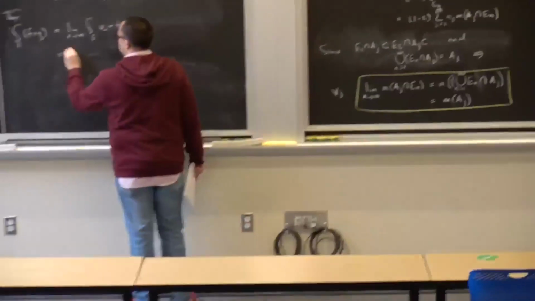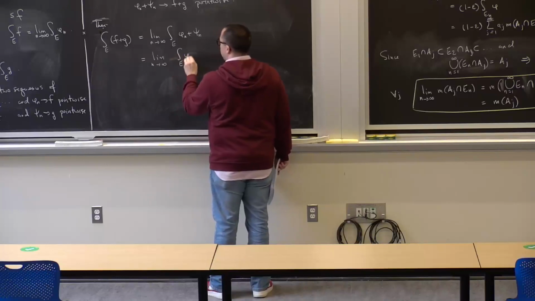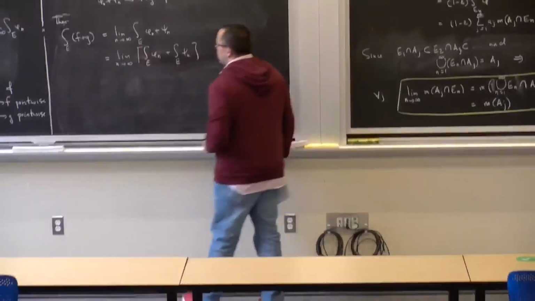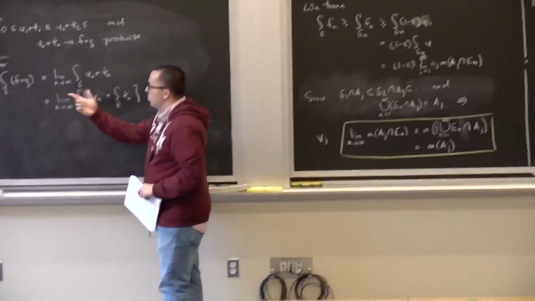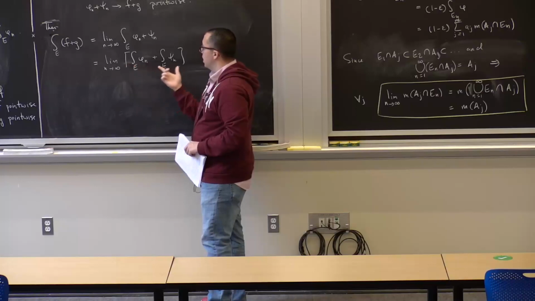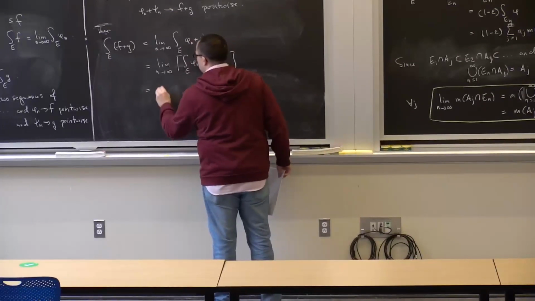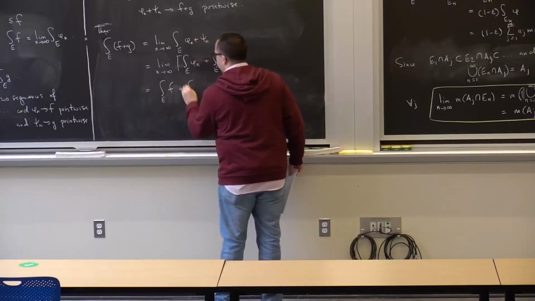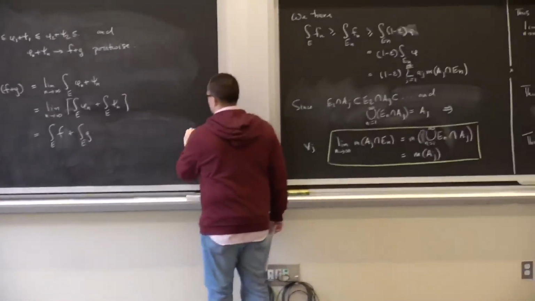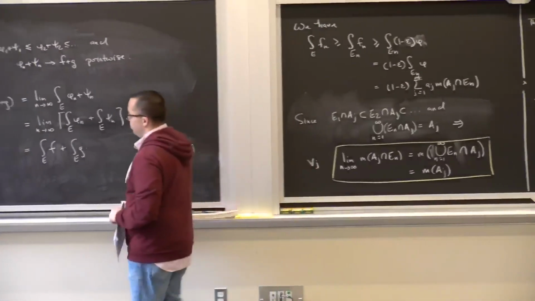Okay? So this is equal to the limit as n goes to infinity of the integral over E of phi n plus the integral over E of psi n. And again, by the theorem that I just stated a minute ago, by the monotone convergence theorem, this converges to the integral of f. This converges to the integral of g. So the limit of the sum is the sum of the limits, and I get the integral of f plus the integral of g. Okay?